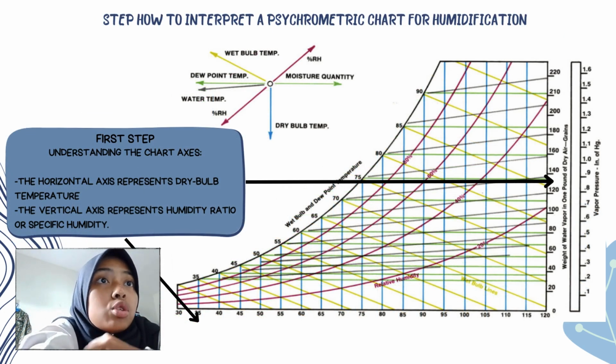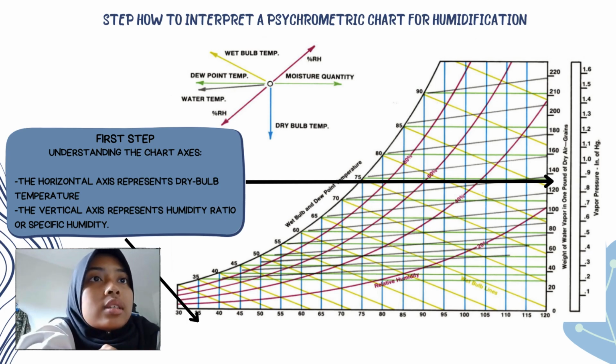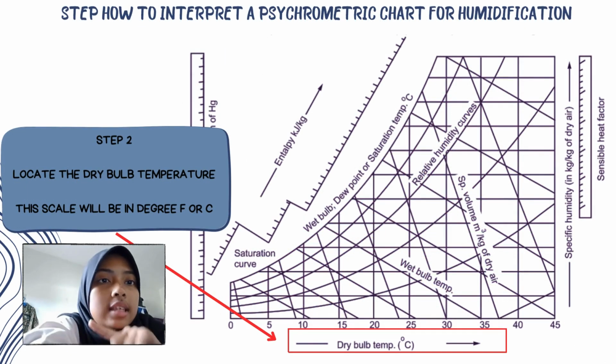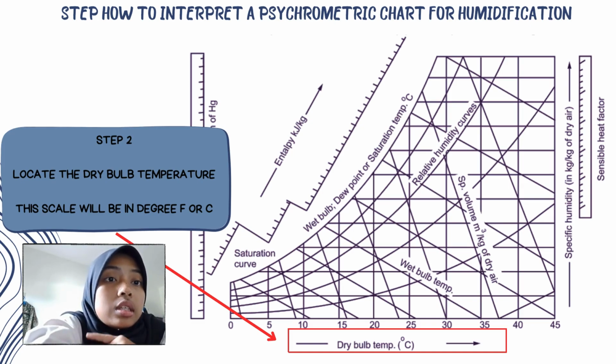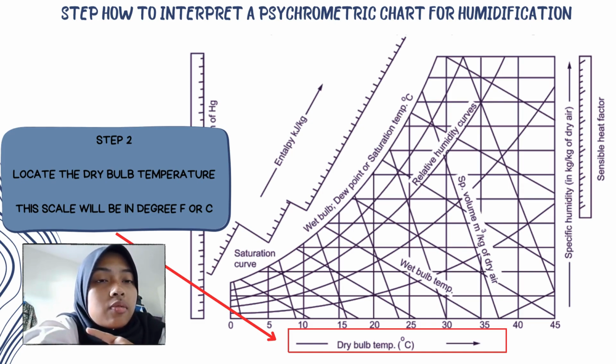The first step to interpret a psychrometric chart for humidification is to understand the chart axes. The horizontal axis represents dry bulb temperature, and the vertical axis represents humidity ratio or specific humidity. Step 2, locate the dry bulb temperature. The scale will be in degrees Fahrenheit or Celsius.